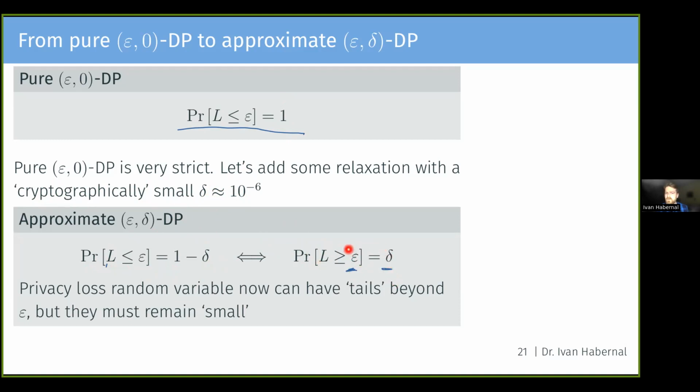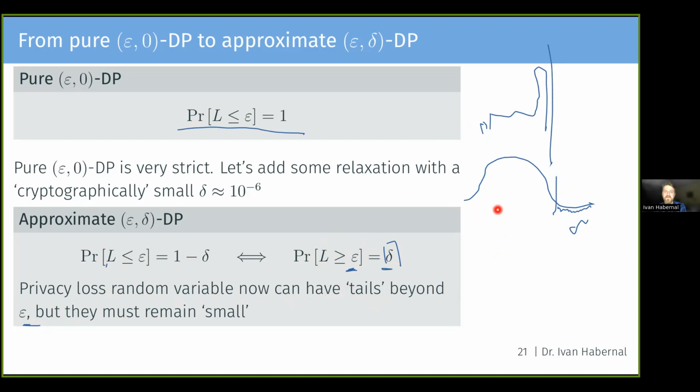And if you think about it, the privacy loss random variable now can have tails beyond epsilon, but these tails must remain very small, right? So in the previous example, we had this very weird kind of distribution, but it was cut by epsilon 2. Now we're saying, yeah, maybe the loss can get a little bit over 2, but this whole probability will be very small, this delta. So we're allowing some relaxation here, which will be useful later on.